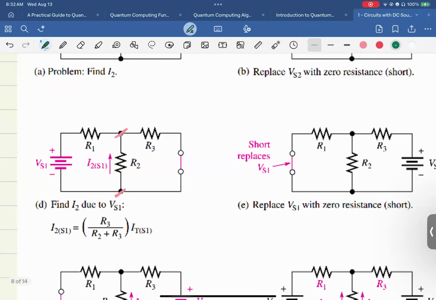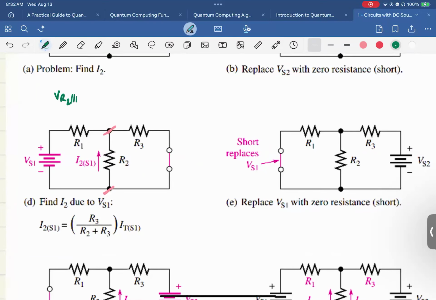So yung output voltage dyan sa R2 is, sorry, hindi lang yan R2. R2 parallel to R3. Okay, remember, parallel sila, so pareho yung output dyan. So based on this circuit, it's R2 parallel to R3 divided by R1 plus R2 parallel to R3 times VS1. Okay, so once you know yung voltage across dito, you divide it by R2.